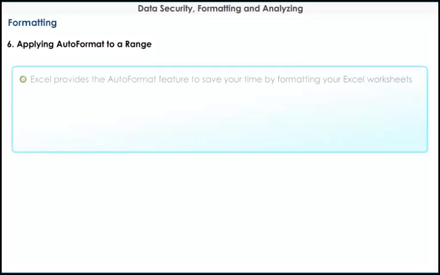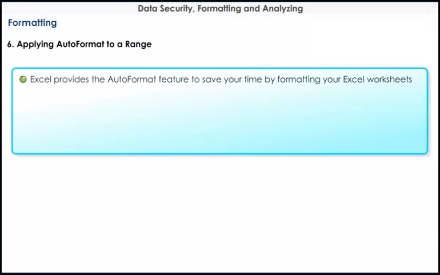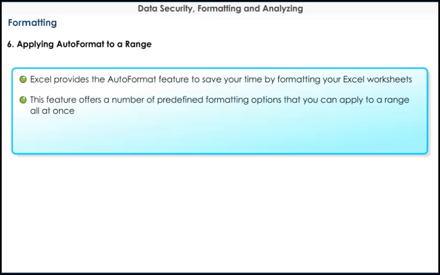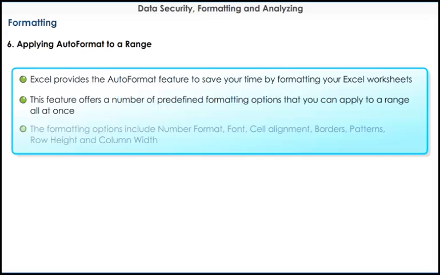Format to arrange. Excel provides the Autoformat feature to save your time by formatting your Excel worksheets. This feature offers a number of predefined formatting options that you can apply to arrange all at once. The formatting options include number format, font, cell alignment, borders, patterns, row height, and column width.